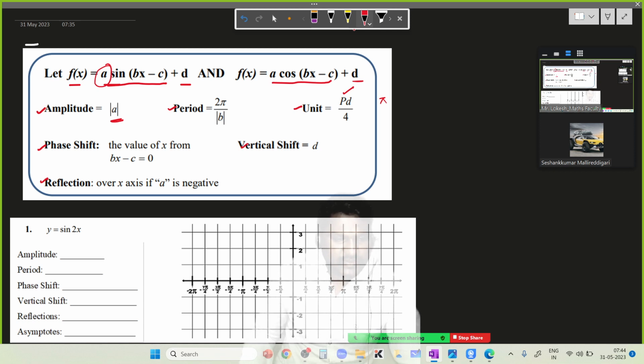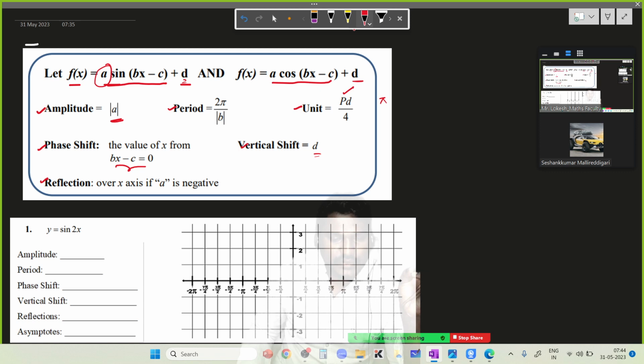The phase shift will be where bx minus c is equal to 0. Then we can find the x value from there, and the vertical shift will be d, the constant. Reflection is over the x axis if a is negative, and if a is positive it will be over the y axis. So 1, 2, 3, 4, 5, 6, we have 6 parameters.